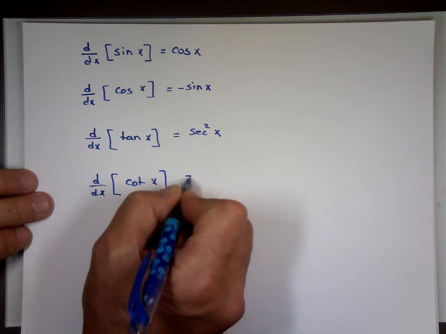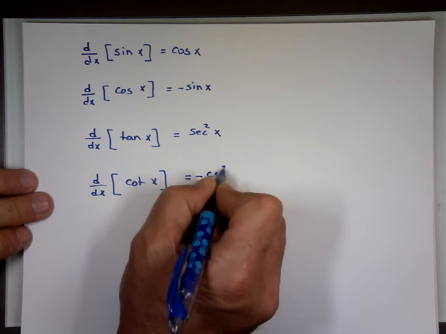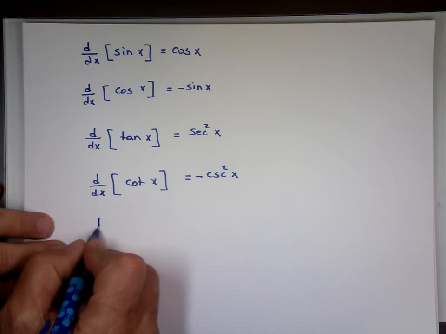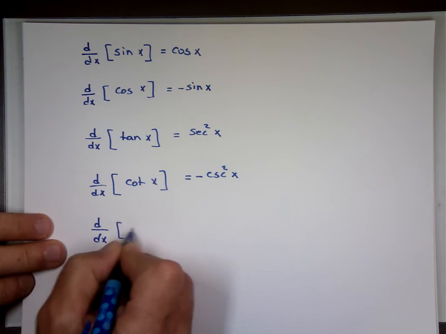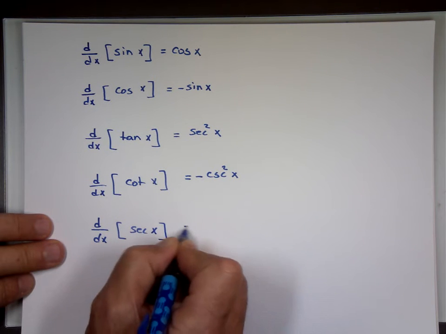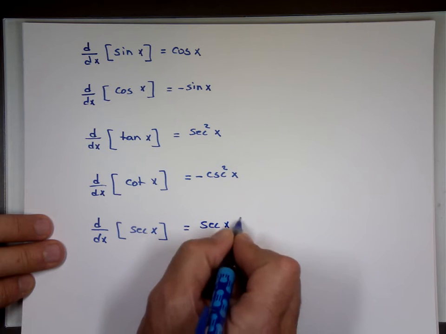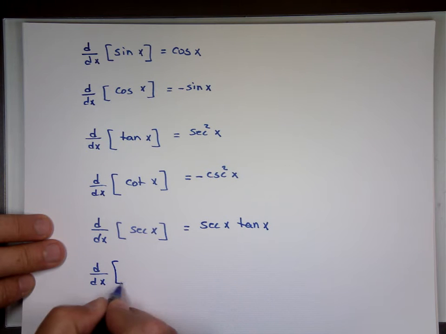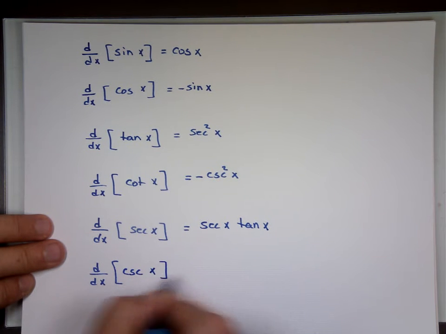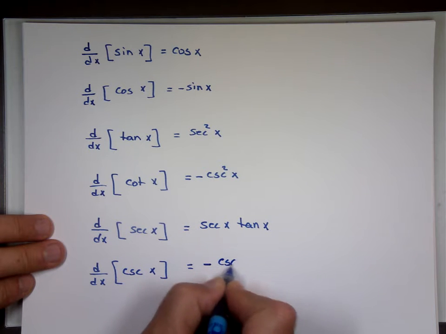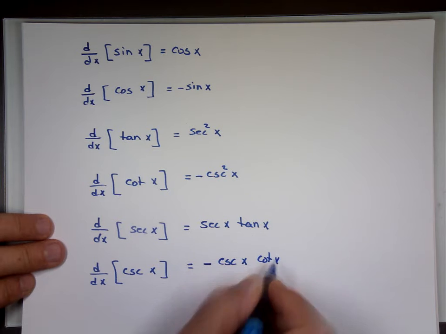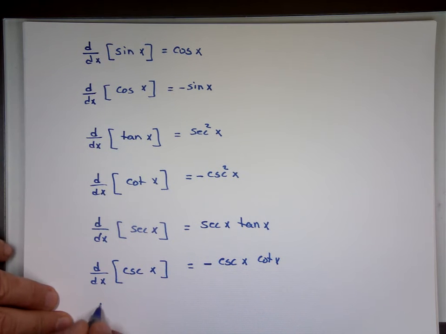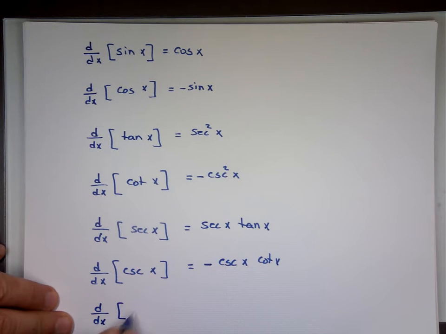Negative cosecant squared of x. Yep, that's it. What's the derivative of secant x? Secant x tangent x. What's the derivative of cosecant of x? Negative cosecant x cotangent x. All the ones that begin with the letter C will have a negative answer. What's the derivative of e to the x? This is what we did last time.